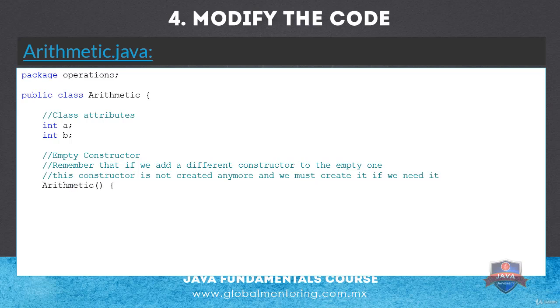We add this constructor without any arguments, we open the curly braces and we close it. And we add the constructor with two arguments. So we pass the argument 1 and the argument 2 of type int. And we are using these arguments to initialize the attributes of the class. So the first argument, we assign the value to the attribute A. And after that, we assign the value of the argument 2 to the attribute B. And close the constructor.